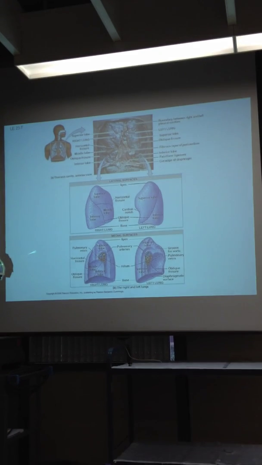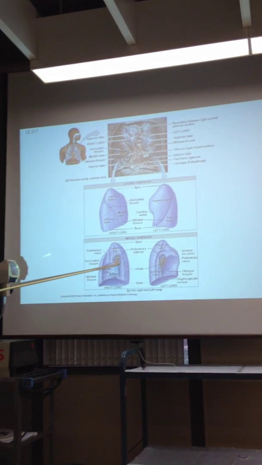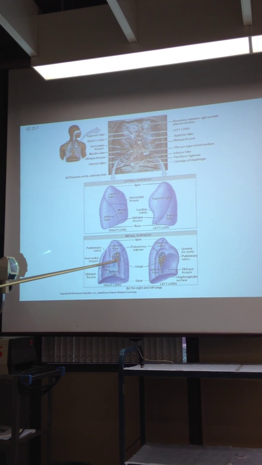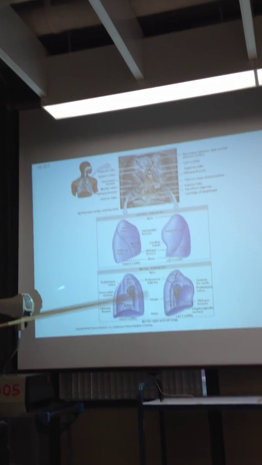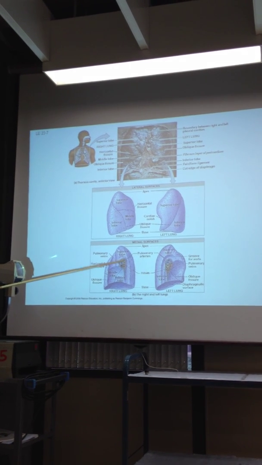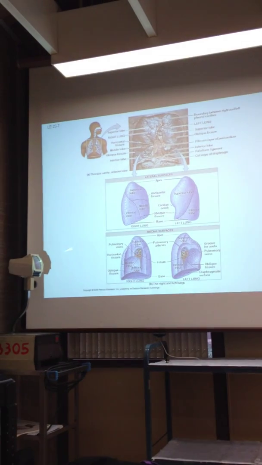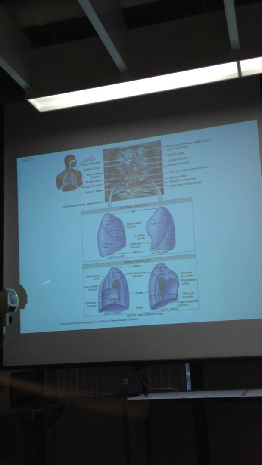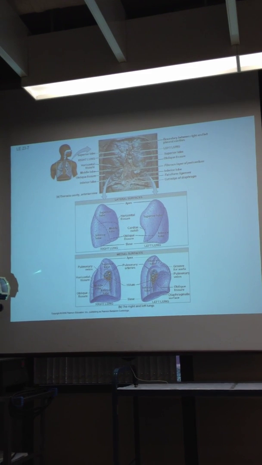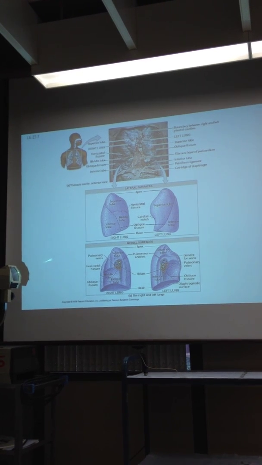Yes. The hilum is the opening. Opening into the lung is the hilum. What's going in and out of the hilum? Pulmonary artery, pulmonary veins, and your secondary bronchi. Vessels. Right.